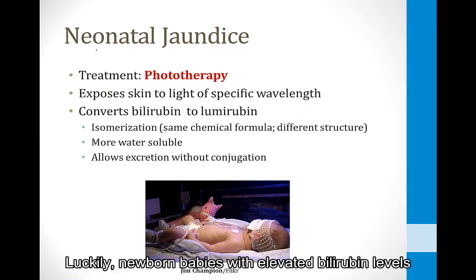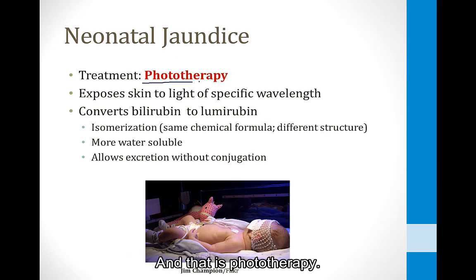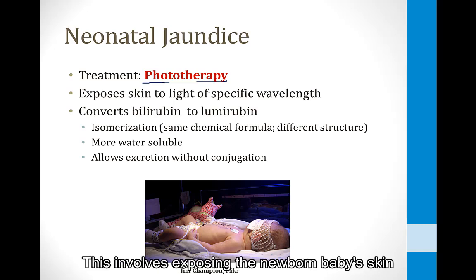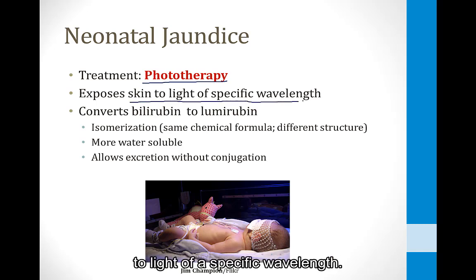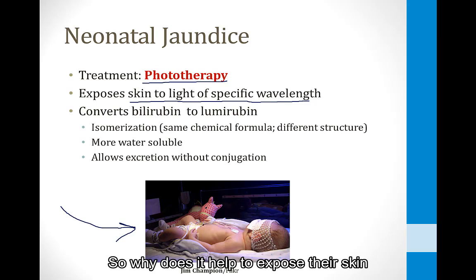Luckily, newborn babies with elevated bilirubin levels are identified, and there's a very effective treatment, and that is phototherapy. This involves exposing the newborn baby's skin to light of a specific wavelength. This is a picture of a newborn baby undergoing phototherapy. So why does it help to expose their skin to light of a specific wavelength?